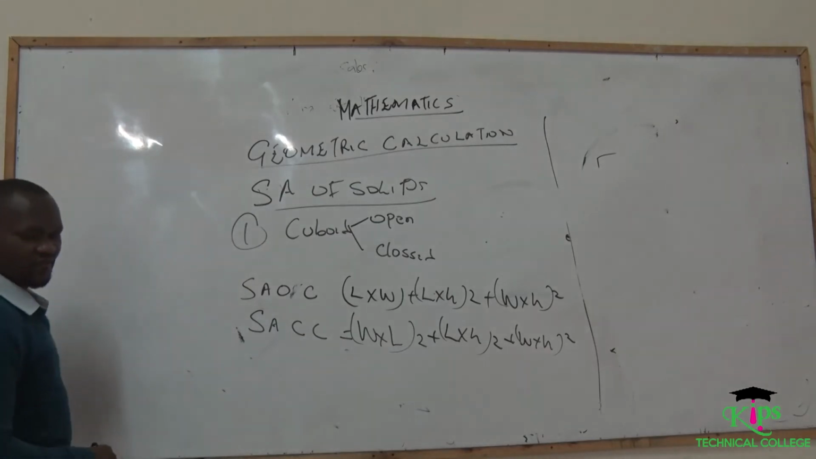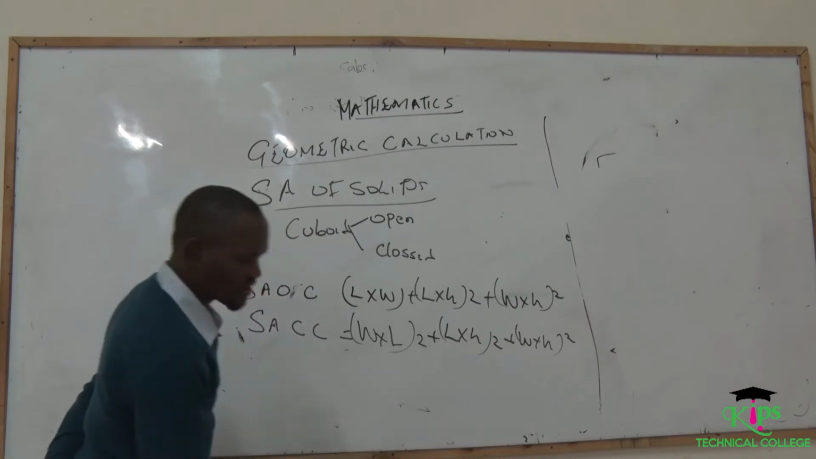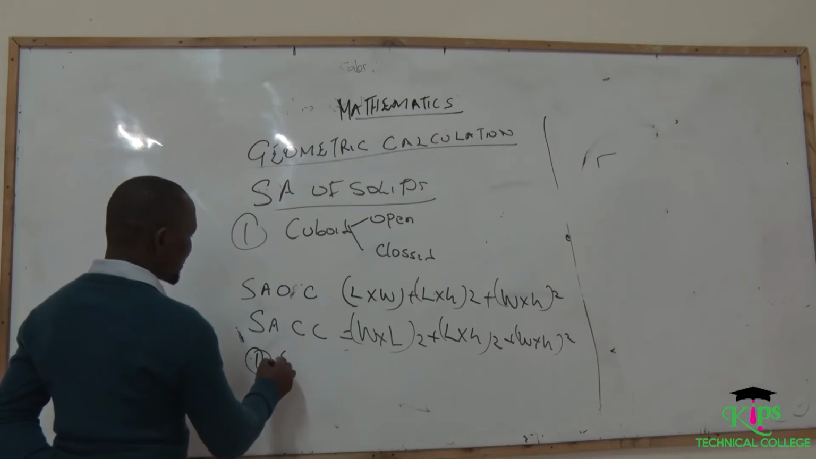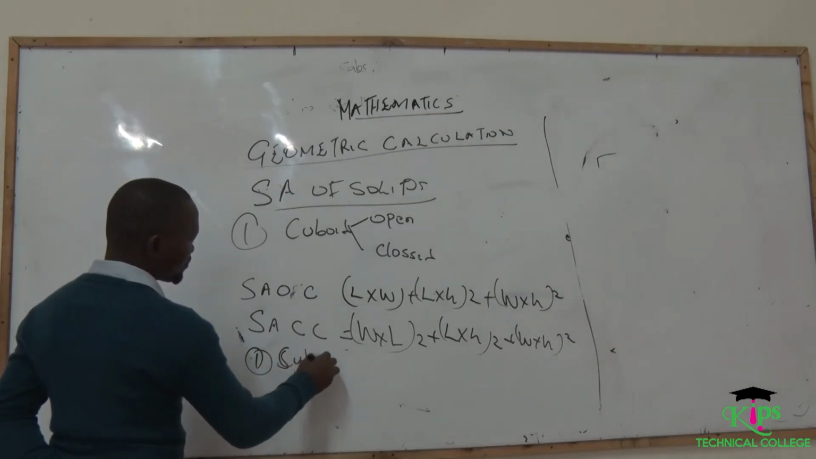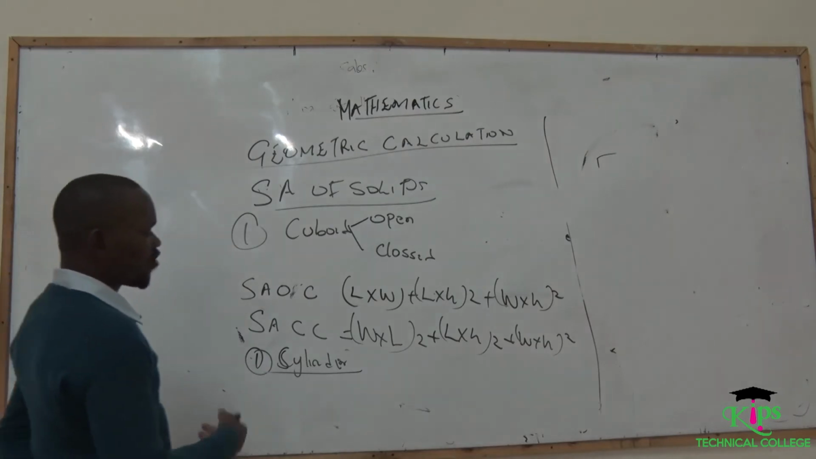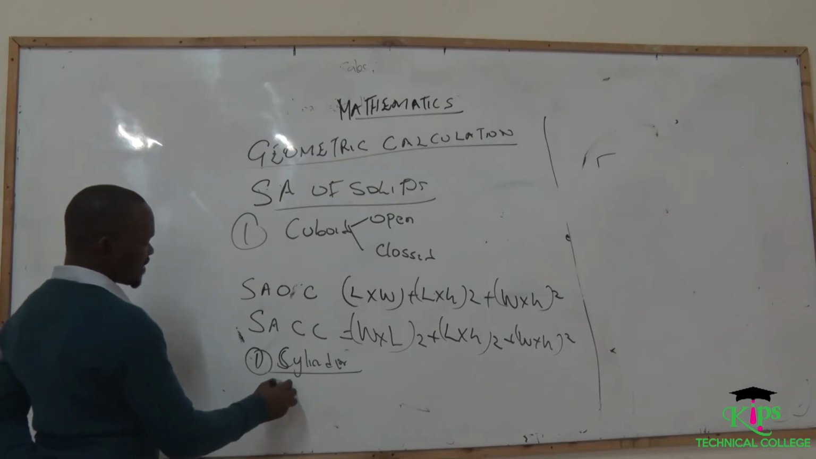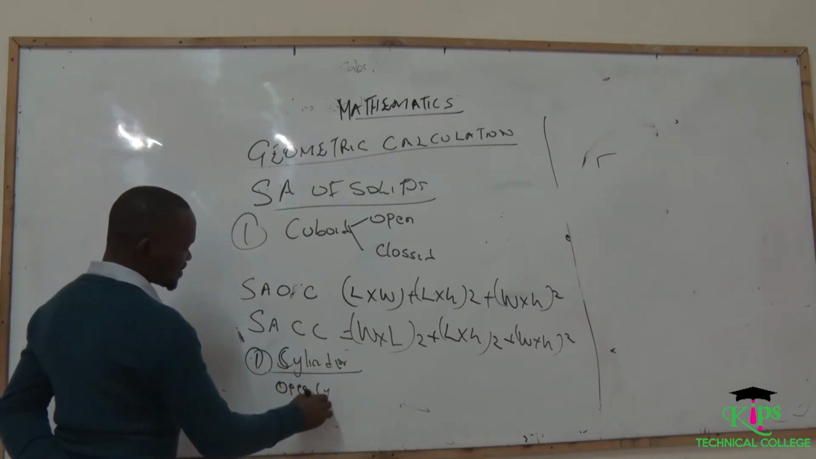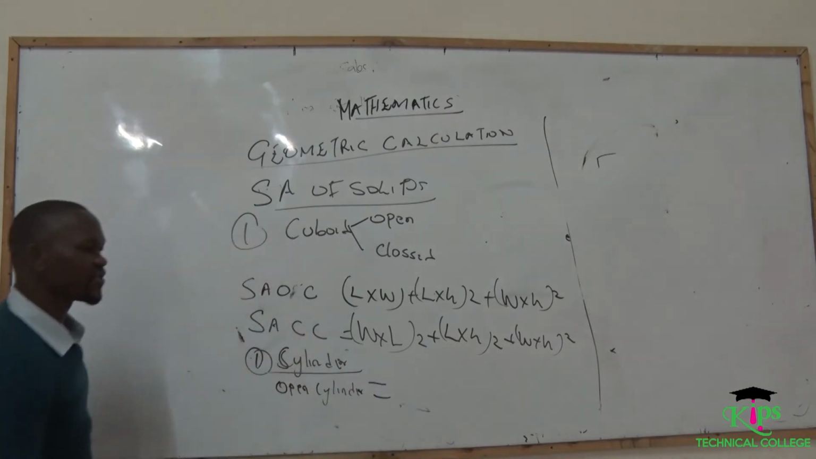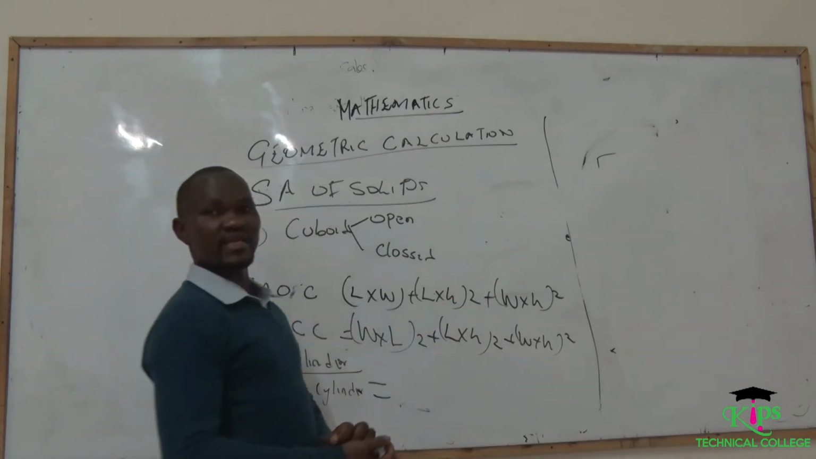Second closed solid: you can have a cylinder. The cylinder again can either be an open cylinder or a closed cylinder. So when it is an open cylinder, it means that either the top or bottom is not there, while the curved surface still remains the same.